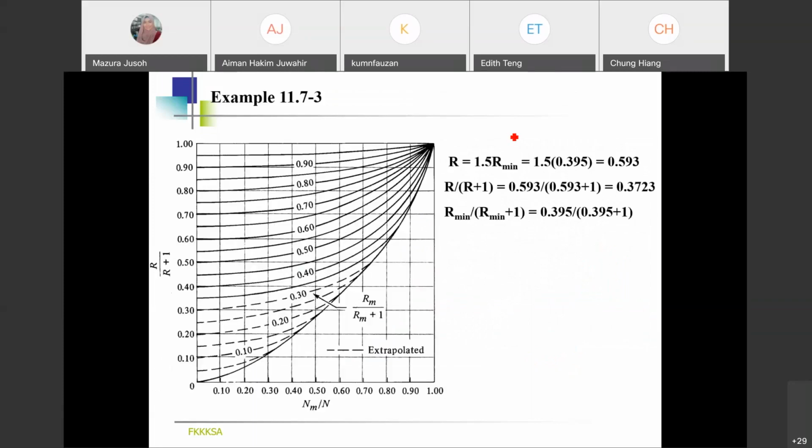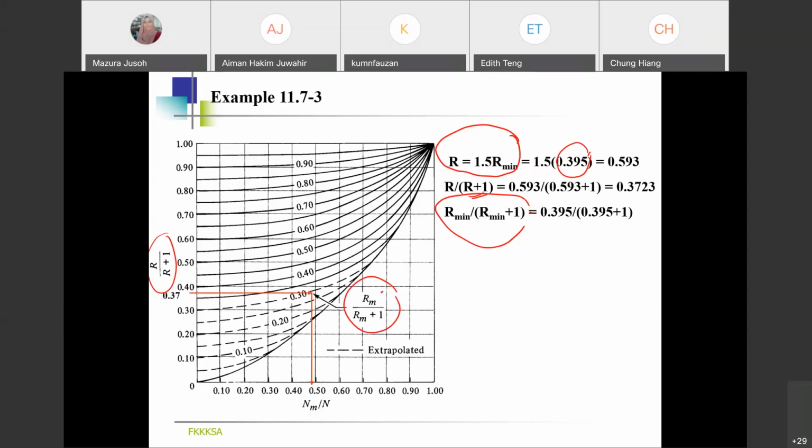The condition given is that the actual reflux ratio is 1.5 times the minimum reflux ratio. This is what you get from the calculation from the previous part of the question. Then you proceed with the calculation of R over R plus 1 to get the value for the y-axis, and then you proceed with R min over R min plus 1 to get the value of these, to know which slope you want to use, which curve you want to use.